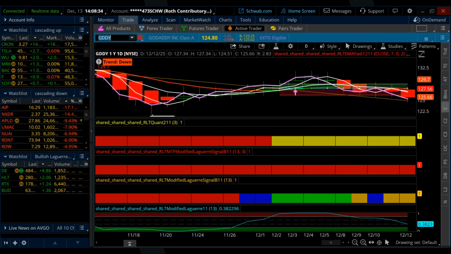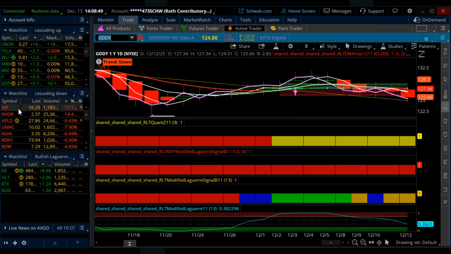GDDY is, matter of fact, I'm putting it down on my list right now for shorts for Monday. This is a very nice short setup for Monday morning, assuming that it's red. You don't want to take it if it's bouncing, right?